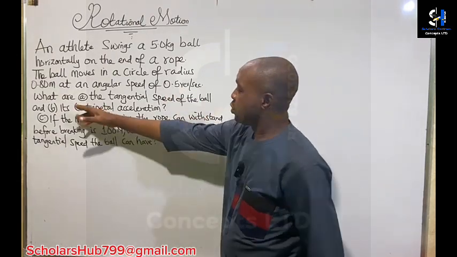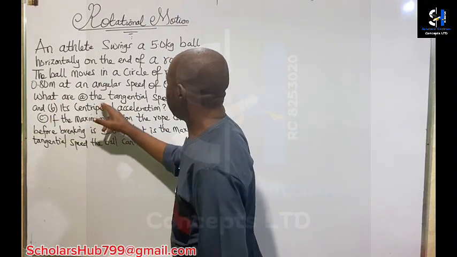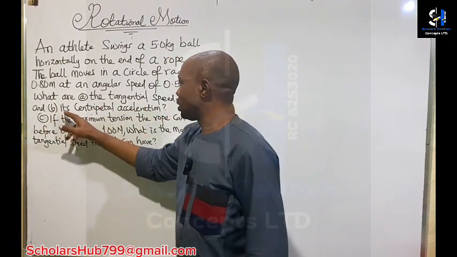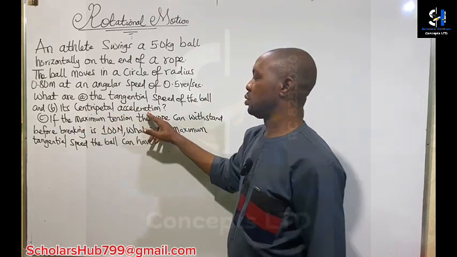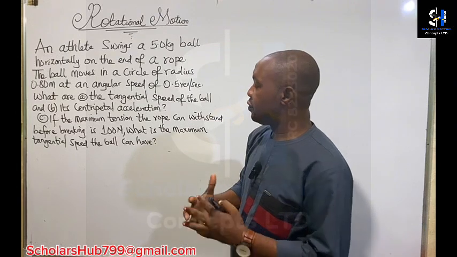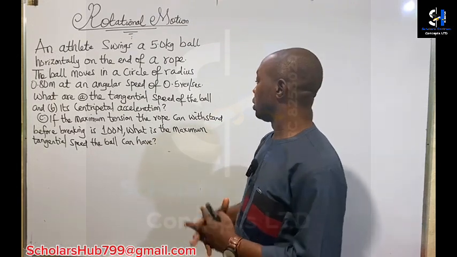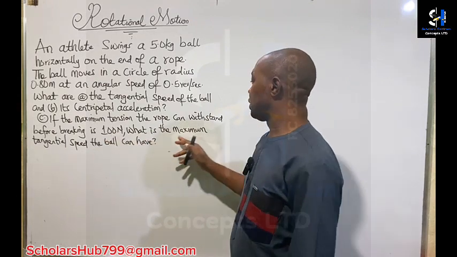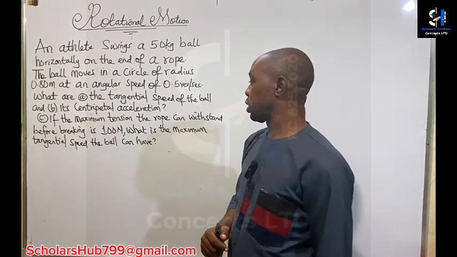Now we want to find out the tangential speed of the ball and its centripetal acceleration. The third question is: if the maximum tension the rope can withstand before breaking is 100 Newton, what is the maximum tangential speed the ball can have?